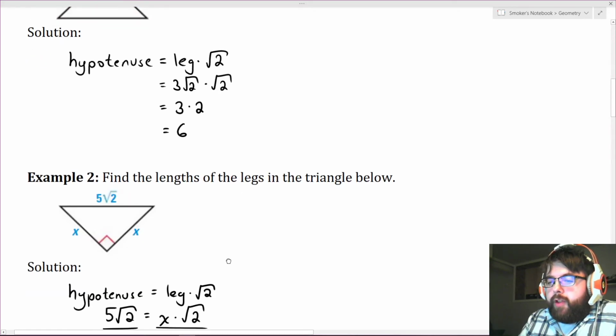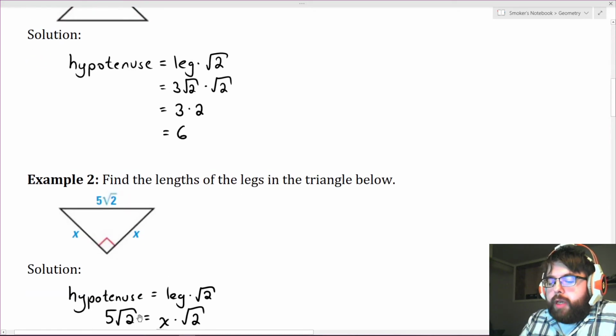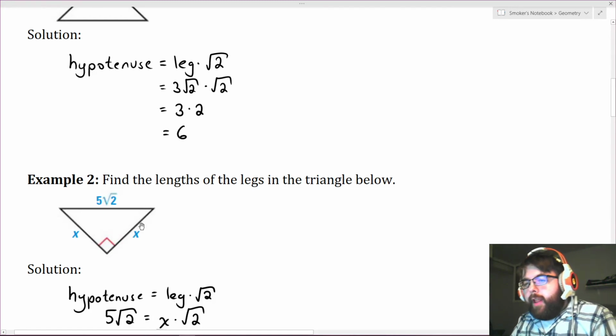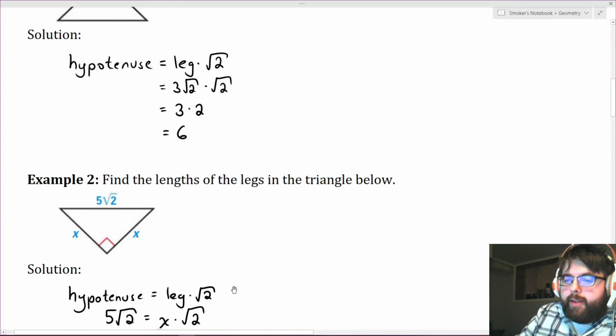In this case, though, unlike the other 2 examples we did, we are given the hypotenuse and we're asked to find the leg. So this is taking the same equation we've been using, except we're reversing it, and we're going to put the 5 root 2 in for the hypotenuse, and we're going to solve for the legs. I'm going to put an x in for the leg. They actually give us the x, so that's why I have to put the x in.